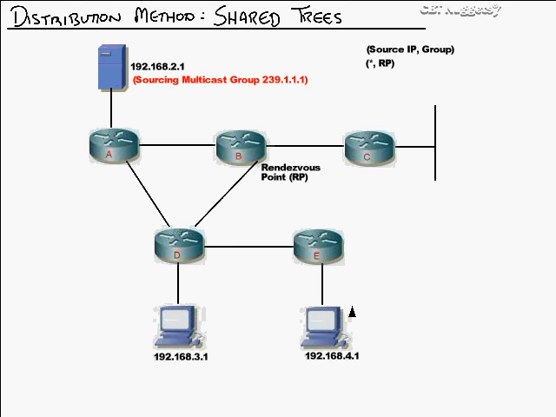When we have a client that wants to subscribe to a stream, let's say that this client over here now tunes into that audio stream that's coming from this server, it's going to send a request to E. Now E is going to say, well, I don't know if that group exists, but I do know that the rendezvous point will be able to tell me. So E will ask the rendezvous point and say, excuse me, do you have this multicast stream?